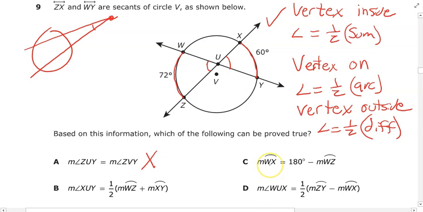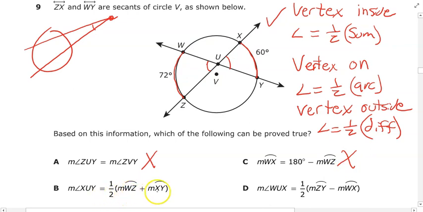Measure of arc WX equals 180 minus WZ. Not true, because this line doesn't go through the center of the circle and cut it in half. It goes somewhere else. So if you're not anywhere in the center, the arc that you're going to get is not going to be 180 degrees if it doesn't go through the center. So that one's not true.